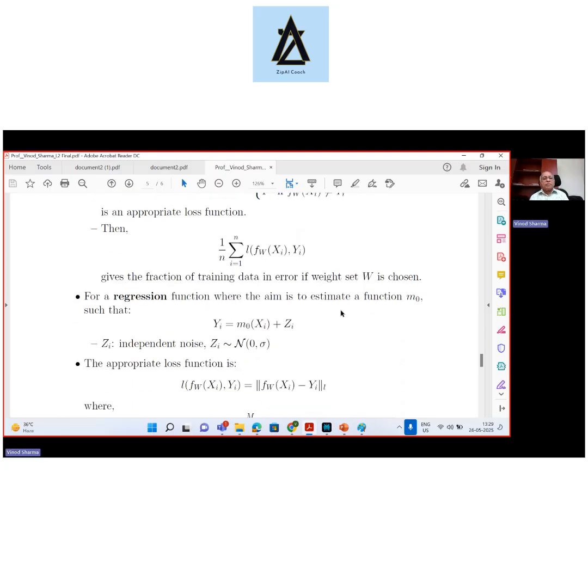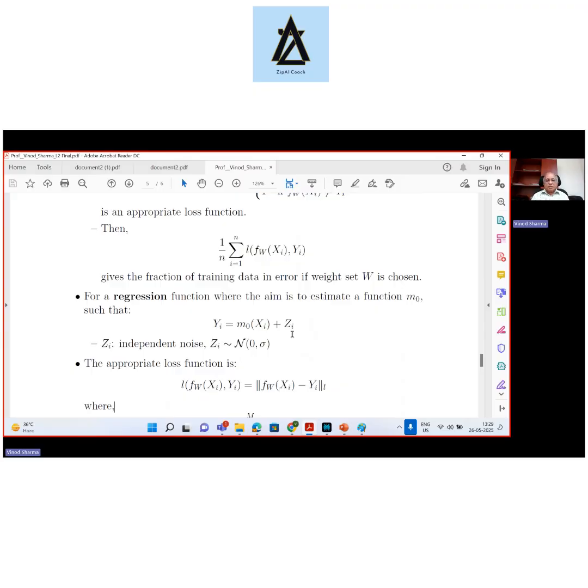In case we are using this deep neural network as a regressor, x_i are the observations and y_i are the corresponding labels. These are related to each other as y_i equals m_0(x_i) plus z_i. We are given x_i and y_i, and we do not know the function m_0, and z_i are some independent noise. So the aim here is to estimate the unknown function m_0 given (x_i, y_i), i equals 1 to n.